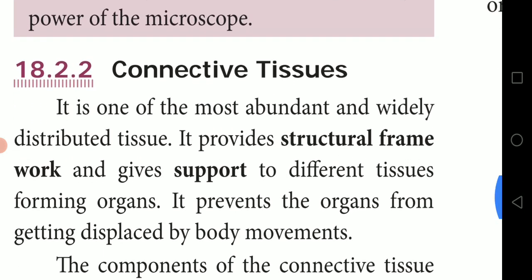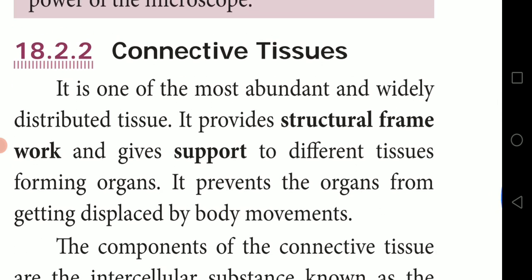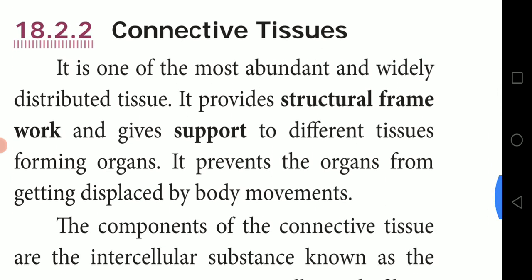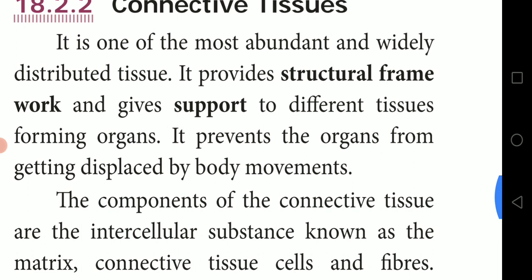The compound epithelium is completed. The next type of tissue is connective tissue. There are four types of tissues; epithelial tissue, A, we have completed. Then B is connective tissue, and now we have started B, connective tissue.